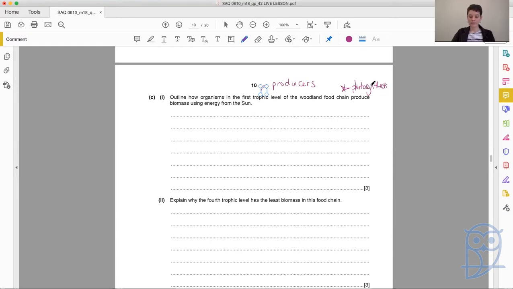So, outline. We need to step through the process. As they haven't told us that the process is photosynthesis, we can start out with that overview of what the process is, and then we can go step by step through what happens. Biomass is produced. Getting my words back to front.